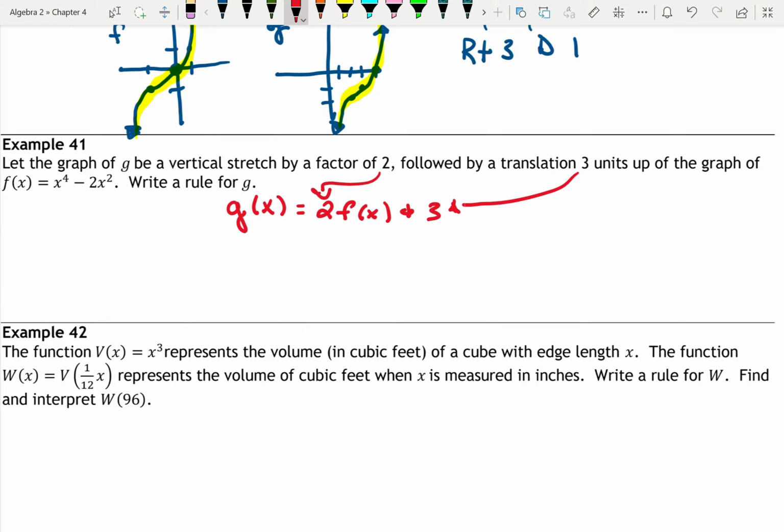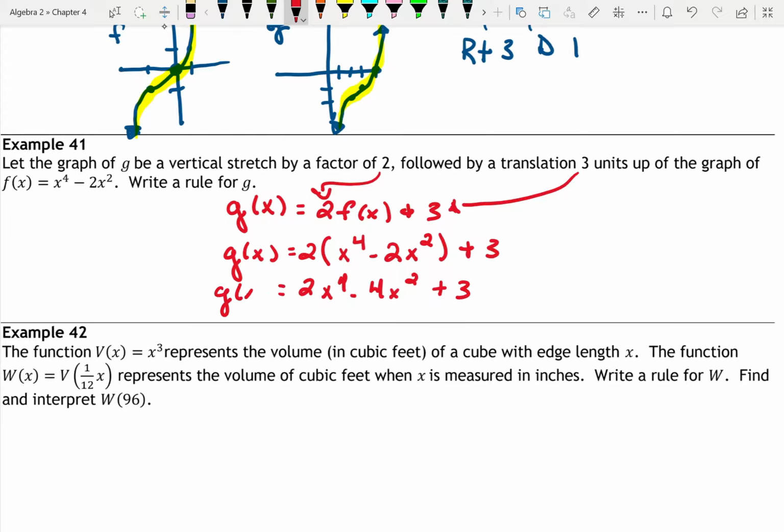Now I can plug in the actual f. So I'm going to say g of x equals 2 times f of x, which is x to the 4th minus 2x squared, and then plus 3 on the end. Distributing out, I'll have 2x to the 4th minus 4x squared plus 3. And that's going to be g of x. And that's all we got to do there.